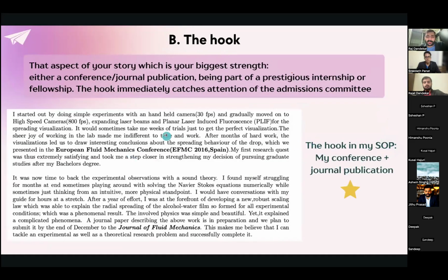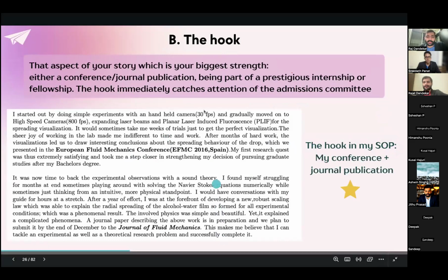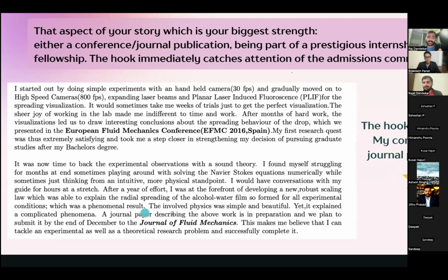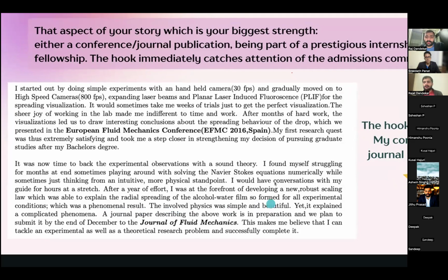So here is the hook in my SOP. It was my journal publication, and I have written it front and center on the first page of my SOP. So here you can see I have written so much about the work which I did to get my journal publication. You remember I mentioned emotion and how you have to make your SOP a storytelling exercise. So see what I have written here.